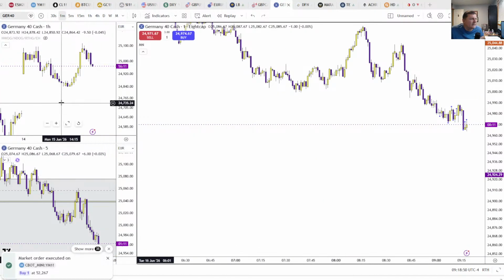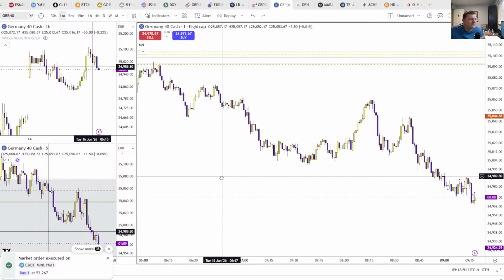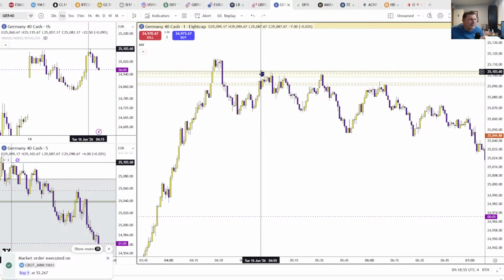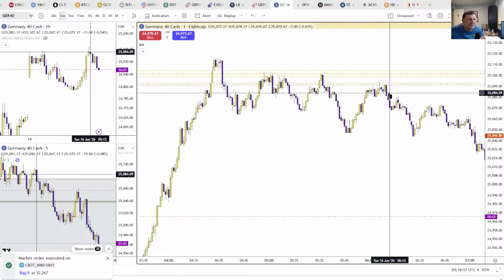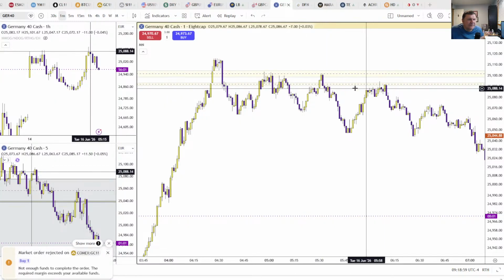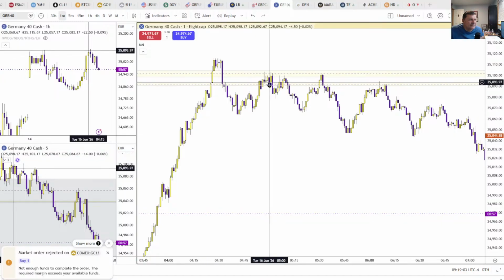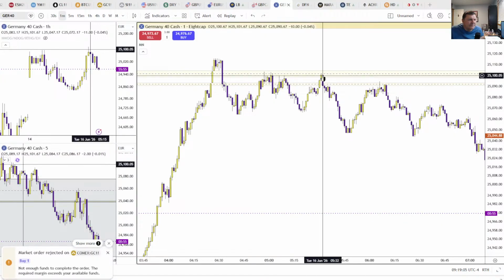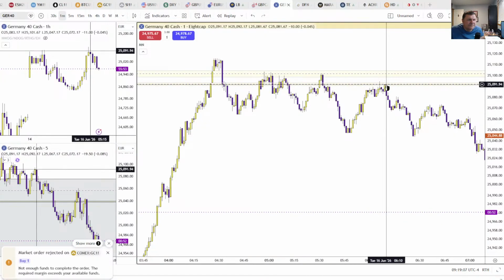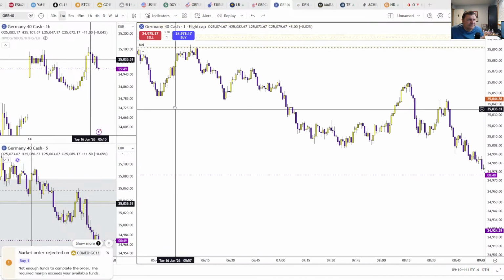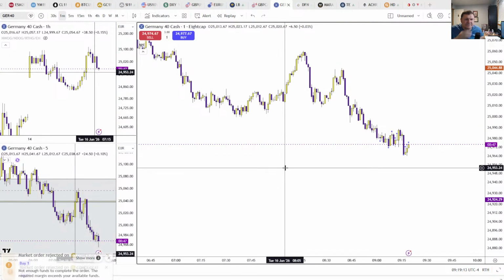So look at this. Look at those levels holding. Those two little levels that we marked out here, right into them. Look at the consequent encroachments of them. Work nice.